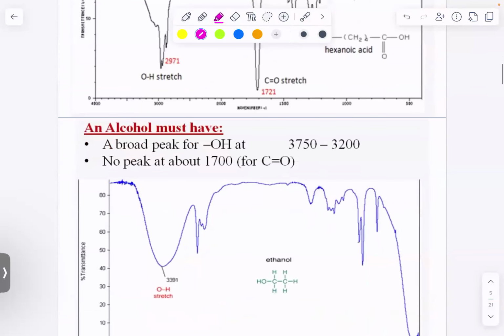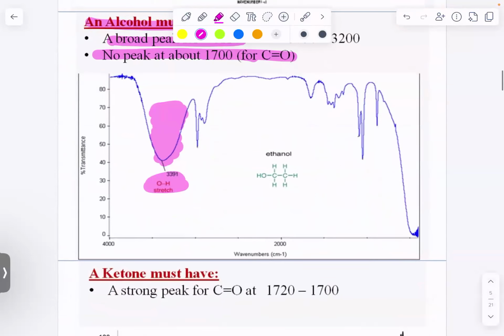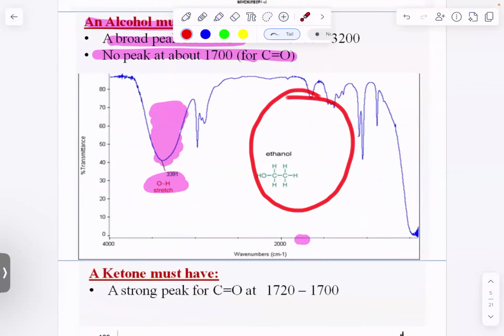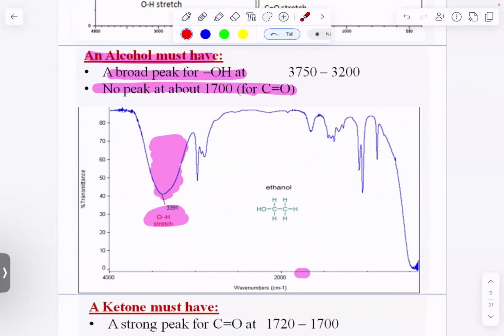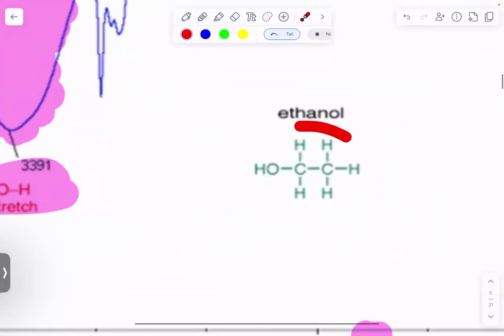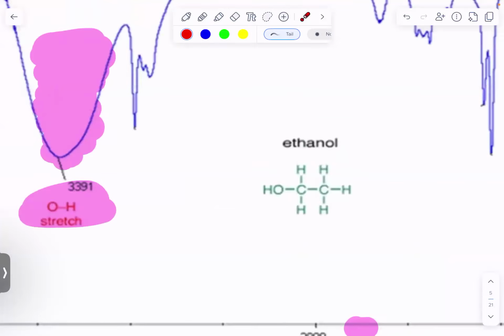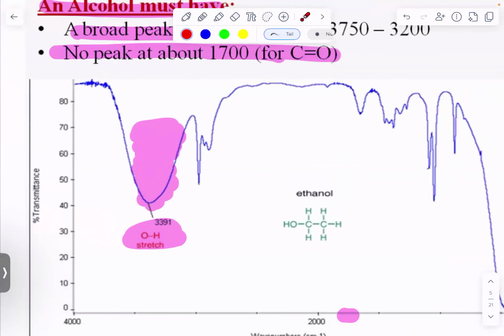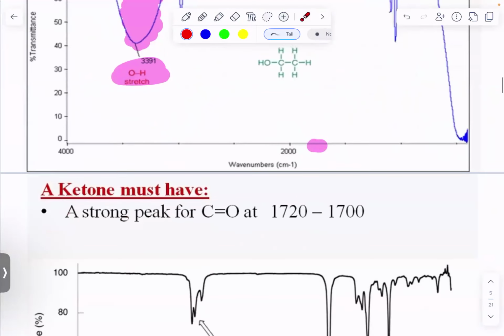We did that. An alcohol must have a broad peak. This is the broad peak, OH stretch. And then no peak at 1700. Can you see any peak at 1700? No. Look, no peak here. Why? Because there is no C double bond O in case of alcohol. It's ethanol. Can you see ethanol? So there is no C double bond O. If there is no C double bond O, you are not going to get any peak. I hope it's clear.